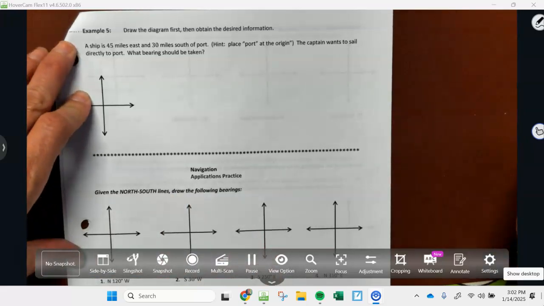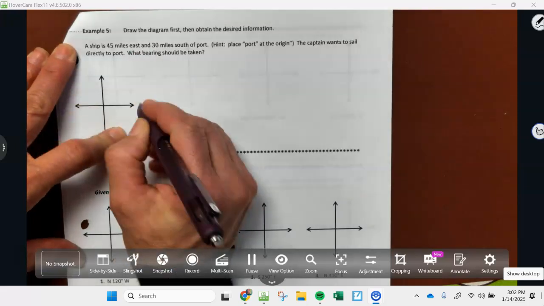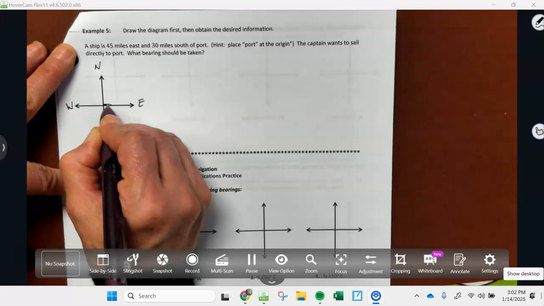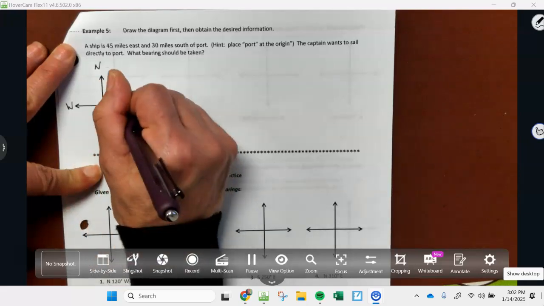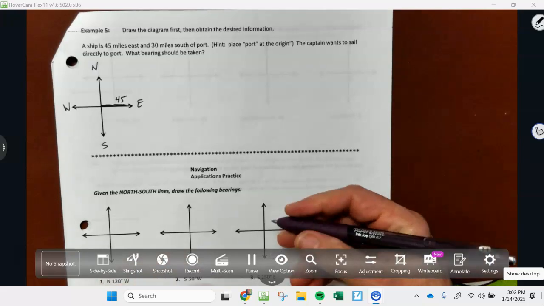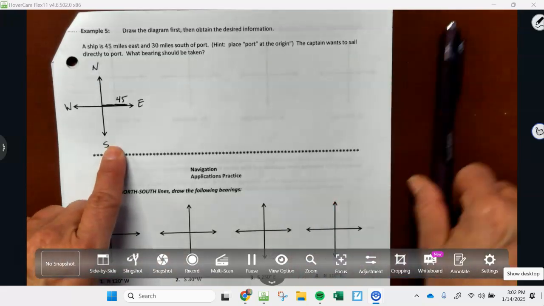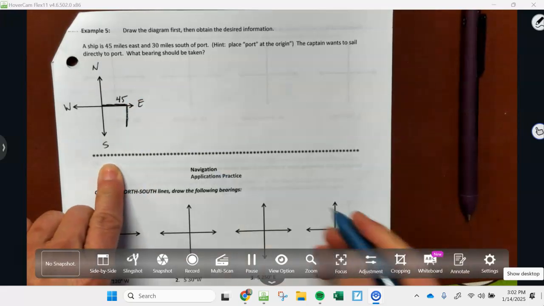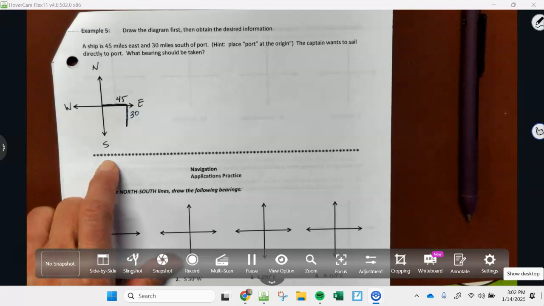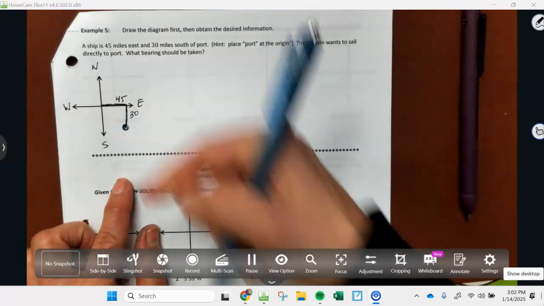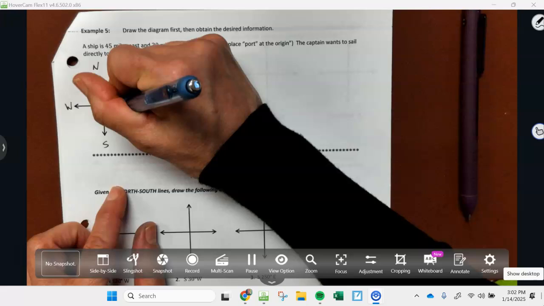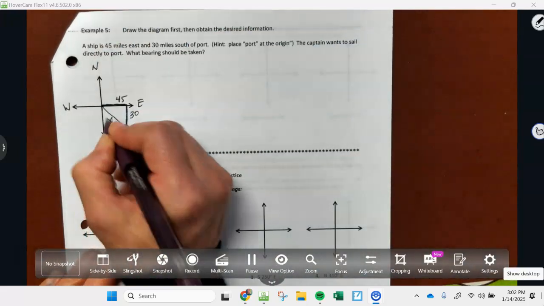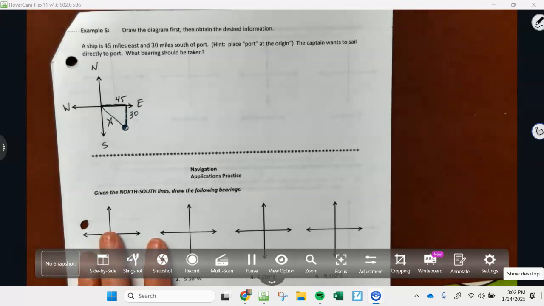All right, so a ship is 45 miles east. Remember, east is right here. We'll just go ahead and label these. So this distance, however far it traveled, is 45. And then it was also south of the port. So south of the port, it's going to take it down here somewhere. And remember, that's just 30. So the ship is right here, and it wants to go back to port. And it wants to, of course, do a straight line distance. So we are looking for that measure right there.